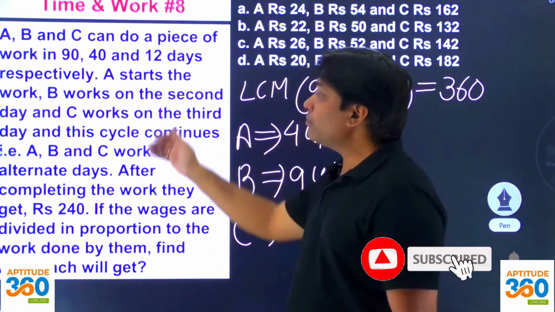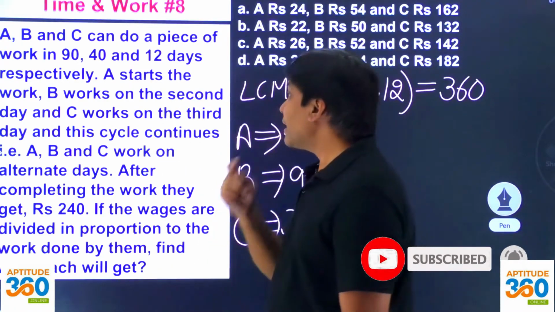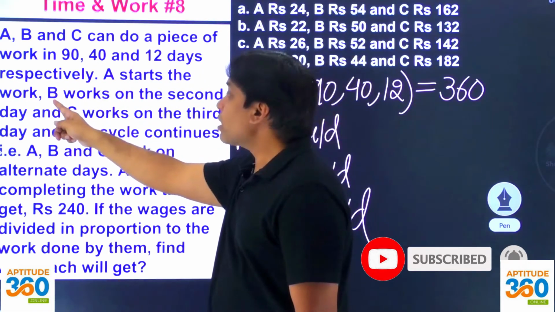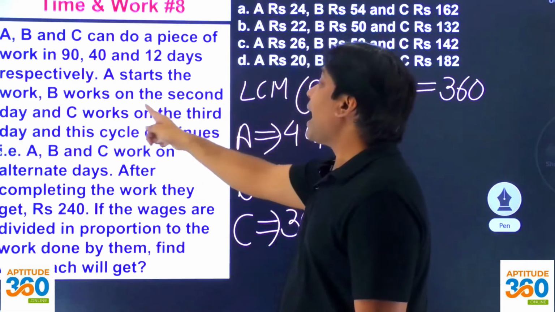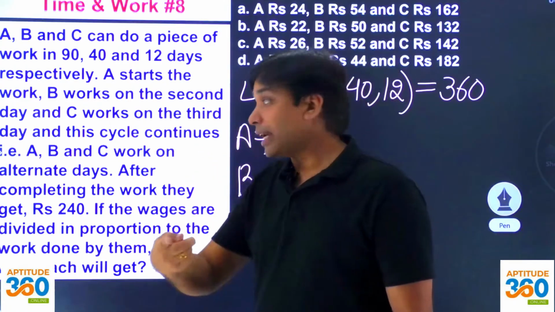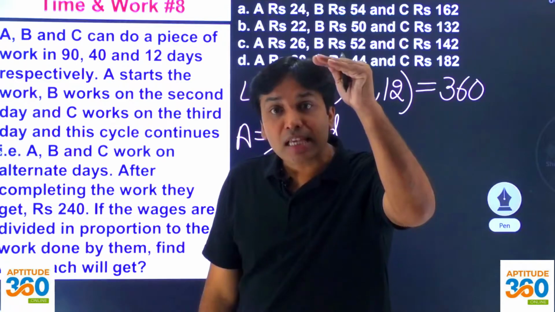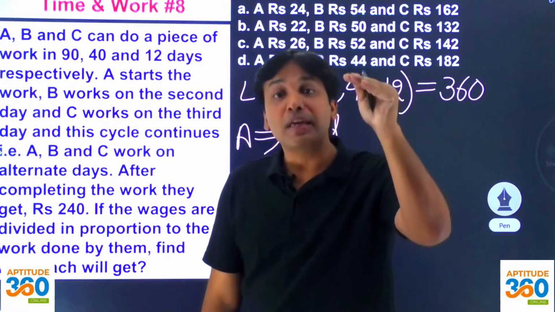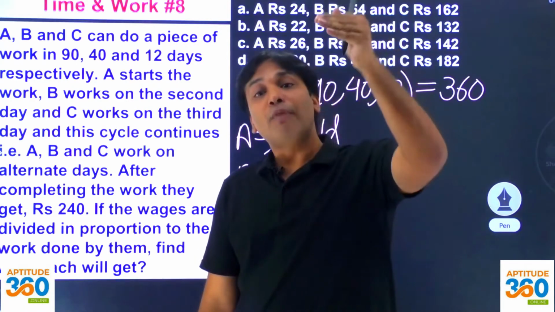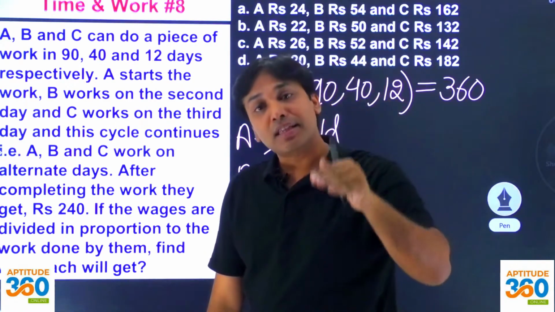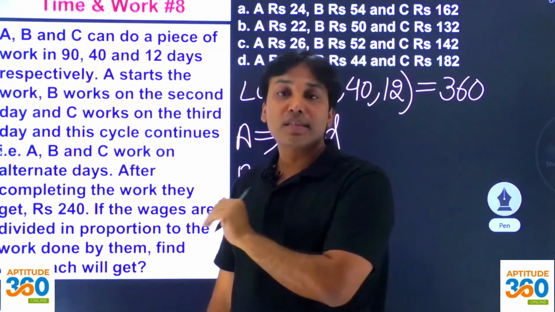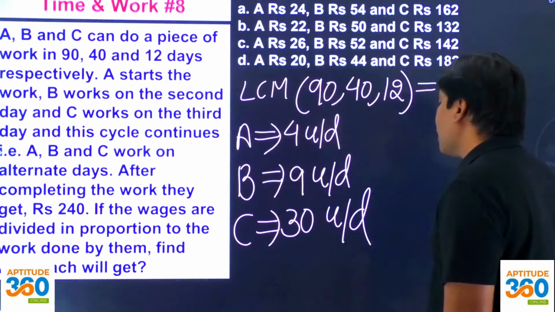Let's go back to the problem. अब वो प्रॉब्लम में कंडीशन क्या दी जा रही है? A has started the work, B works on the second day and C works on the third day, and this cycle continues. That is, on the very first day A is going to be working and followed by B and followed by C. उसके बाद वापस से आएगा A and then B and then C and then the cycle continues till the work is done.